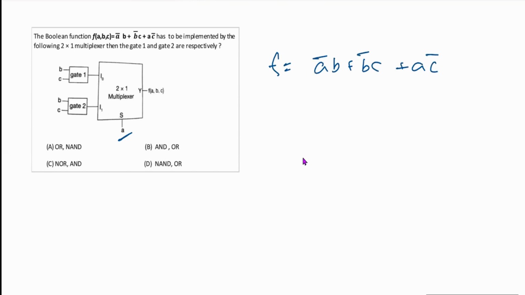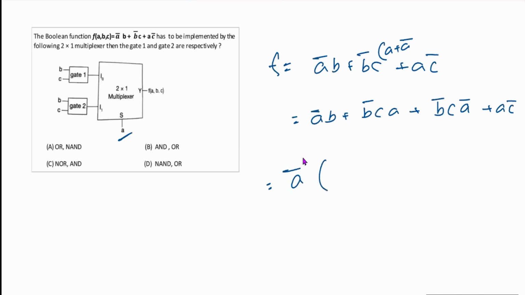So break your function in terms of A bar and A. Okay, because there is no A bar, multiply this with A plus A bar. So you will get A bar B plus B bar C A plus B bar C A bar plus AC bar. Okay, then take A bar common. So A bar I can take common from here and here. Take A common. So A I can take B bar from here and here.